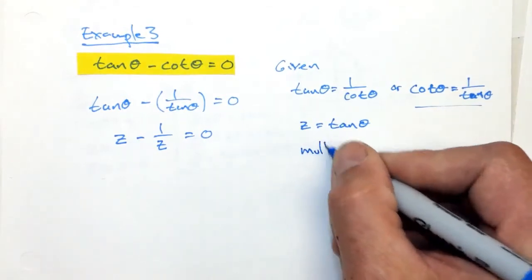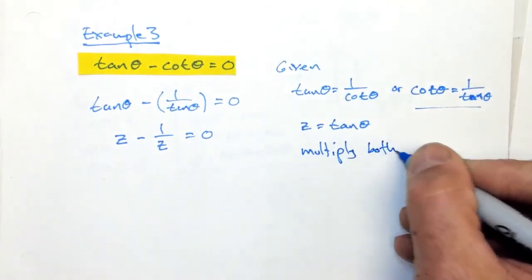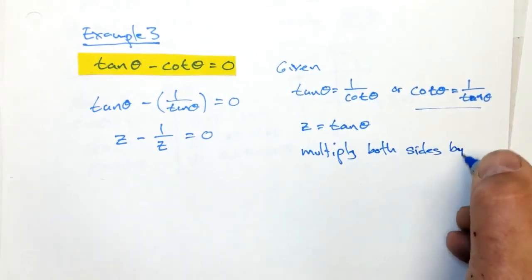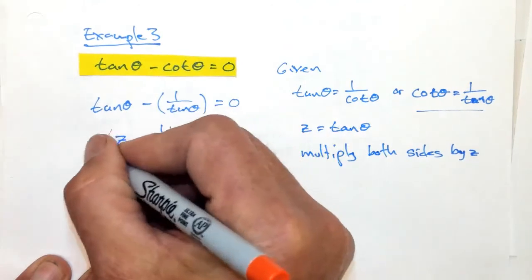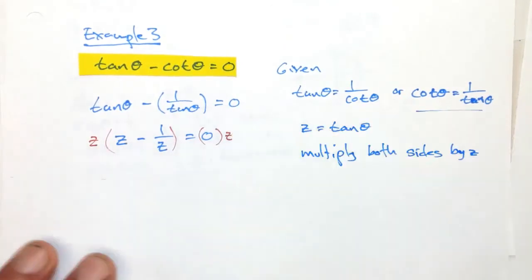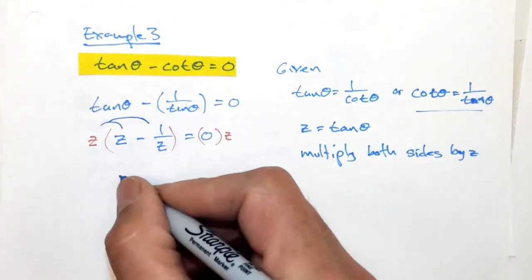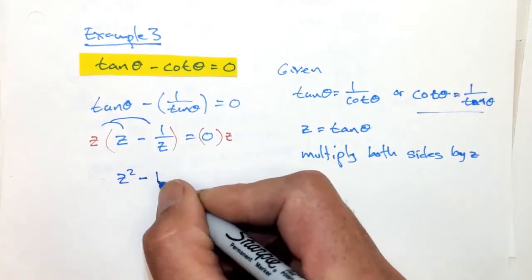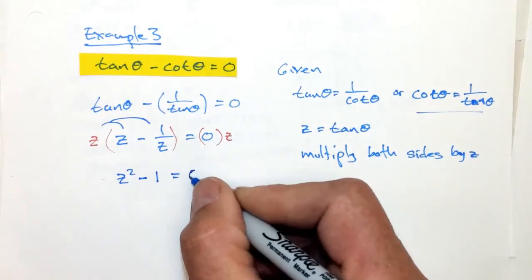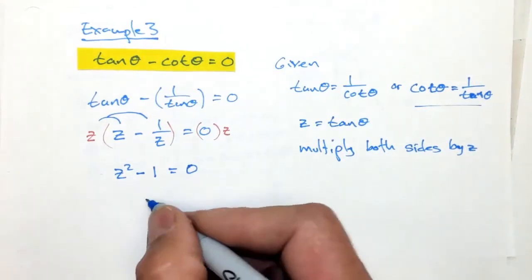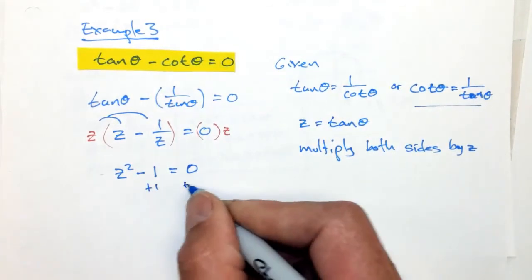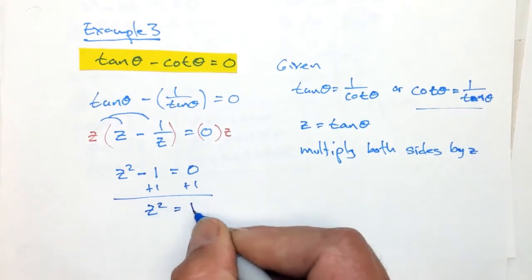So we multiply both sides by z. So let me add that in here. Distribute. And we get z squared minus 1 equals 0 times z, which is 0 still. And we have this. And we could just isolate z, or we could factor it. I'm going to isolate z, add 1 to both sides. I get z squared equals 1.